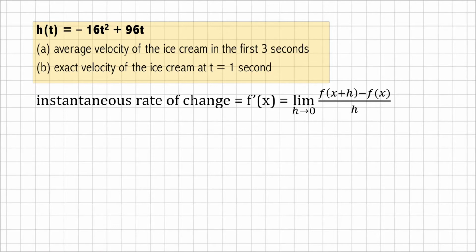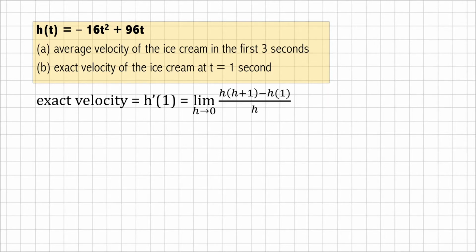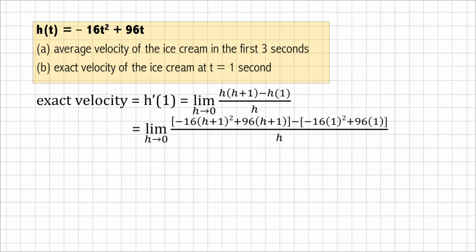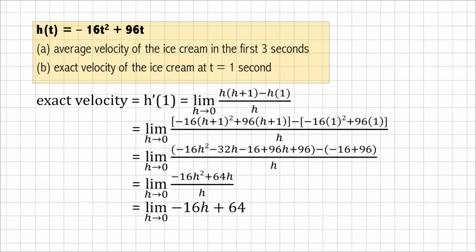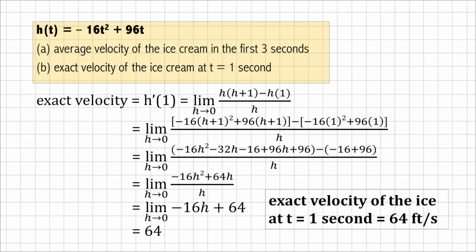Again, looking at this definition in the context of the problem, x will be t and f of x will be h of t. Then, plugging in t equals 1 second into the equation, we have the following expression. Further simplifying, we end up with the limit of negative 16h plus 64, which by substitution is 64. So, the exact velocity of the ice cream at t equals 1 second is 64 feet per second.